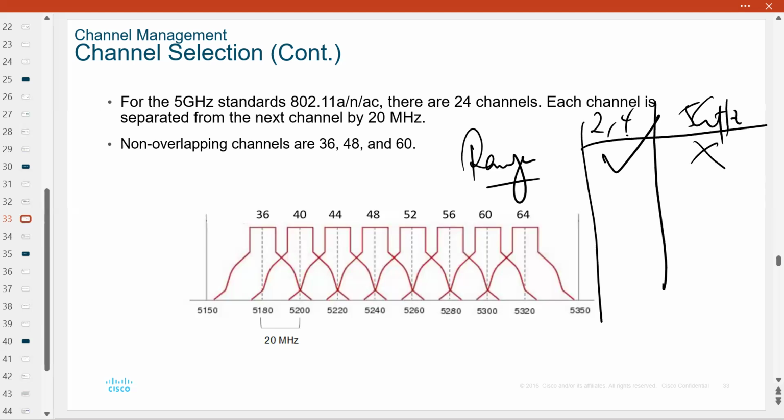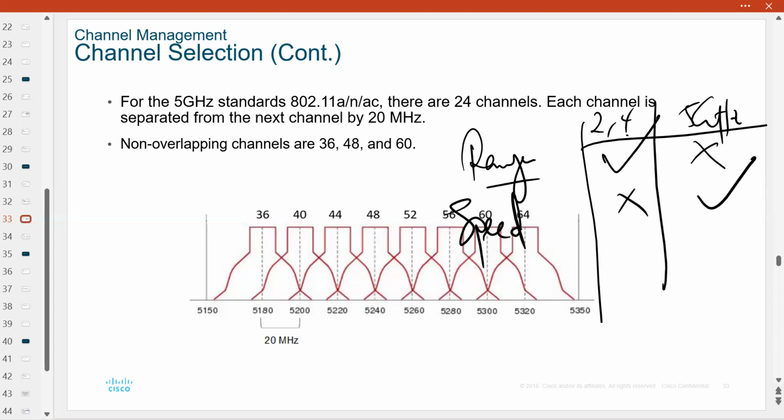All right, in terms of speed, 5 gigahertz obviously offers more speed because of the bonding that we mentioned. So in terms of application, if you want applications that need more speed, you use the 5 gigahertz band instead of the 2.4 gigahertz.